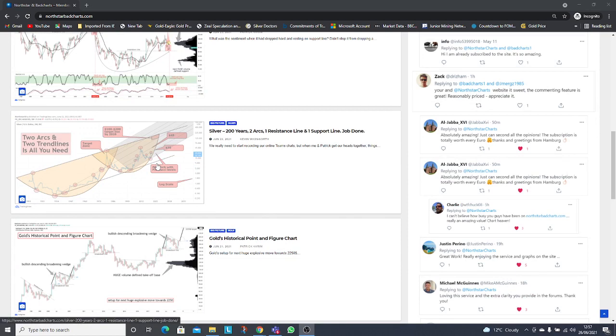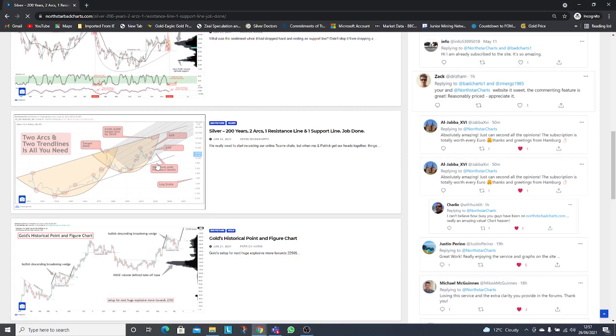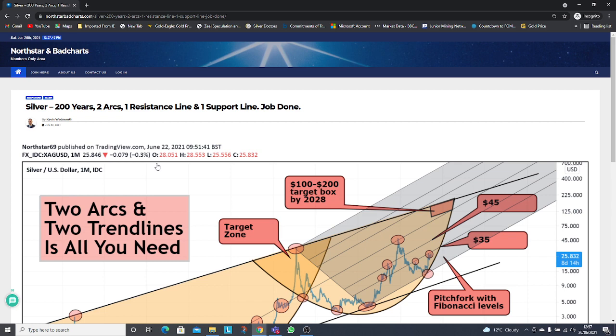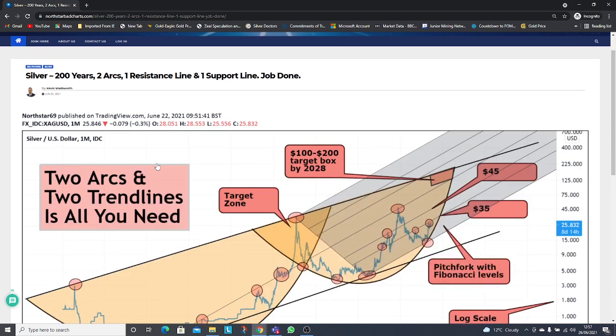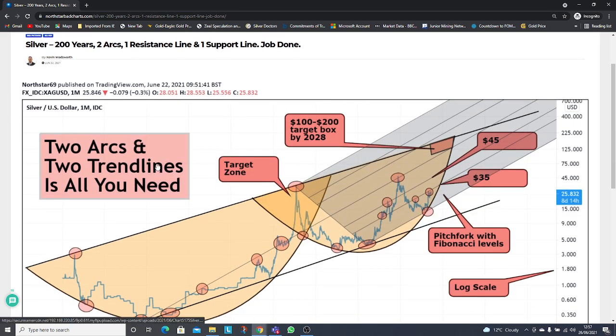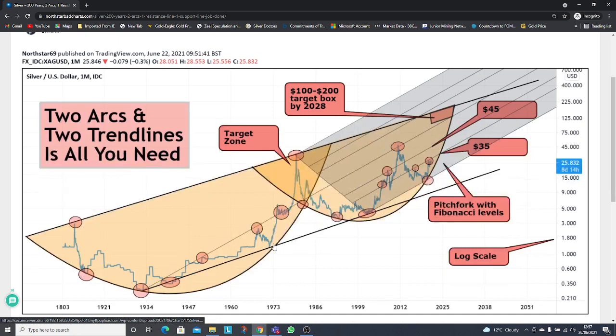But I thought I'd just have a look at the silver chart for you and explain one or two techniques that are used on here that you might find useful. So you'll see that there are a couple of arcs on there, and you often see me drawing these arcs on the charts. And looking at silver, in fact, since around about 1800, so over 200 years worth of data on TradingView, you can draw a very nice arc, surprisingly.